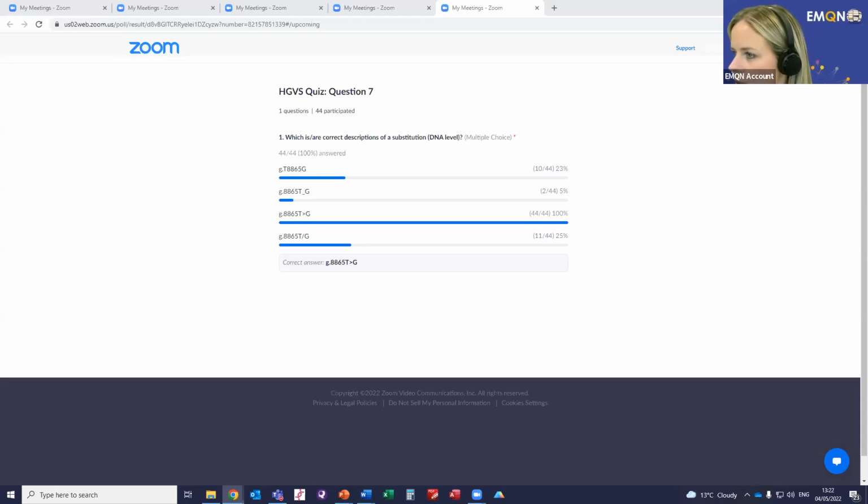Okay, now question 8. Describe the DNA level variant. This is just a single choice answer, so please just select one answer that you think is correct. Okay, I'm going to share that one now.